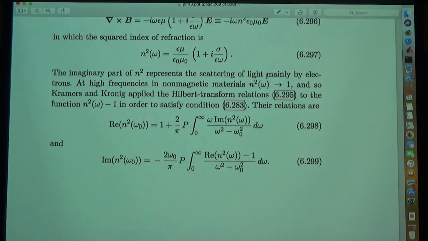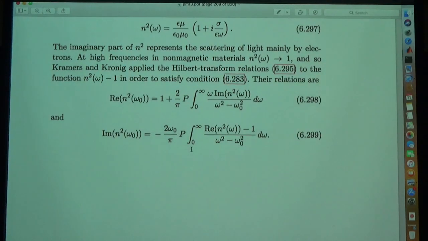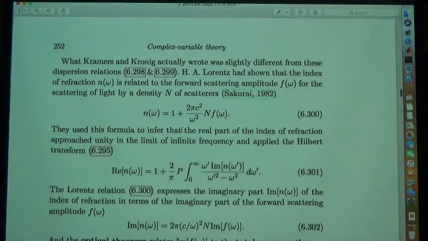so n squared approaches 1 at high frequency, so we can apply the Hilbert transform relations, and then what we get are these expressions. So these are often said to be the Kramers and Kronig relations, but what they actually did wasn't this. What they did was they relied upon something that Lorentz had shown.